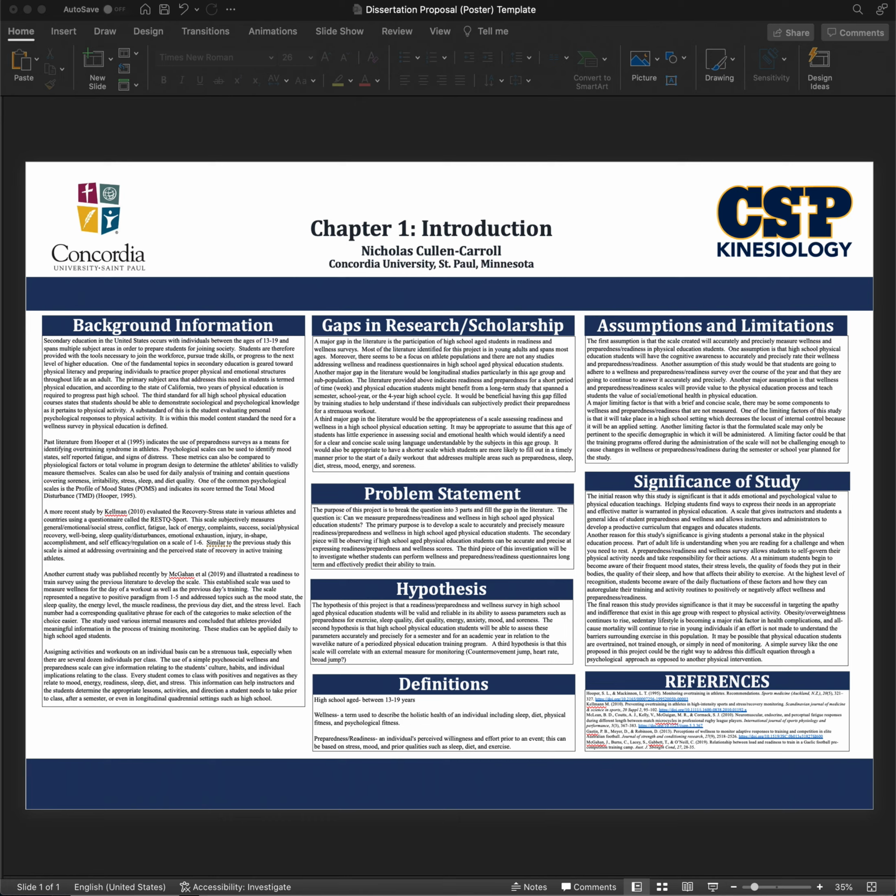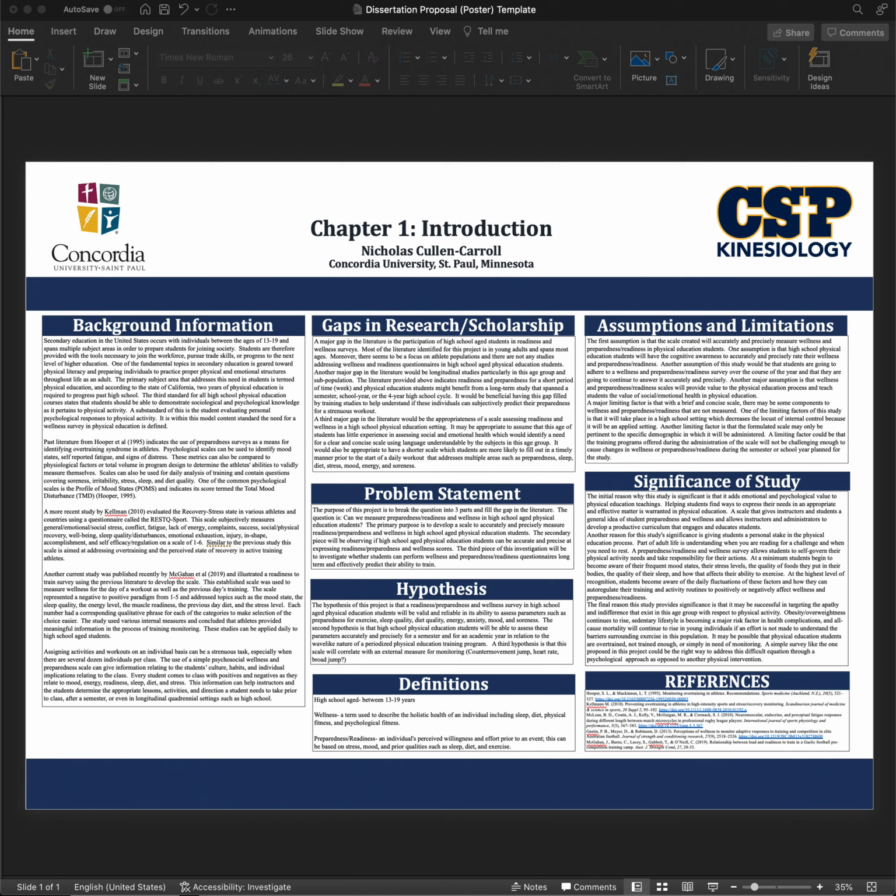Another gap in the literature would be longitudinal studies, not only for preparedness and ready to train surveys, but also for those types of surveys in this population. I think it would do a lot of service to have semester long, school year long, and then 4-year quadrennial cycles, just looking at the ebbs and flows of an individual's wellness profile over the course of high school. And I think that that could not only have implications for the daily adjustments in an individual's PE program, but possibly for a lifetime.